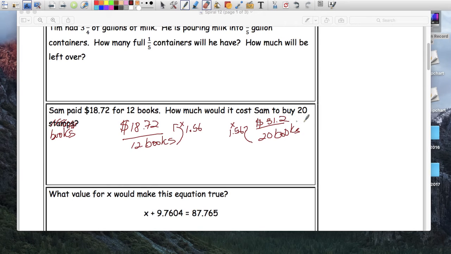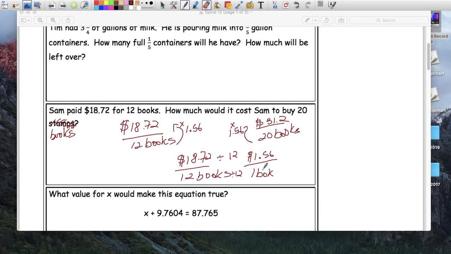So that's a different way of doing things. We could have found the unit rate, which I'll do now. So let me just rewrite this at the bottom. So 18.72 over 12 books. Let's find the unit rate. The unit rate says, let's find the cost of one book, which is 18.72 divided by 12, which gives us $1.56. But you'll notice that it's the same thing, right? It ends up being exactly what we just did on the top.